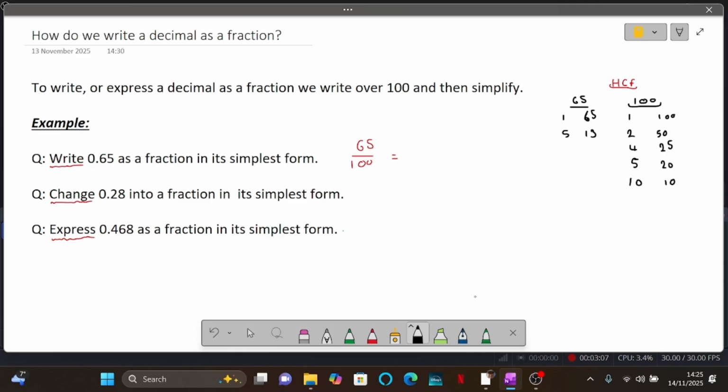Now, again, I do urge you to go back and revisit the highest common factor, lowest common multiple video if you're a bit unsure about that particular skill. 5 is the highest number that appears in both lists. Therefore, 5 is the highest common factor. What does that mean? It means it's the biggest number that 65 and 100 will divide by. 65 divided by 5 is going to give me 13.